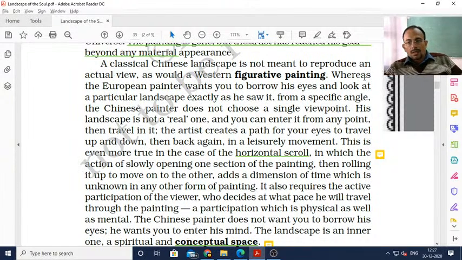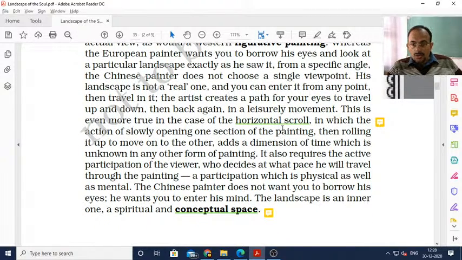Okay, his landscape is not a real one, and you can enter it from any point, then travel in it. The artist creates a path for your eyes to travel up and down, then back again in a leisurely movement. This is even more true in the case of a horizontal scroll, in which the action of slowly opening one section of the painting, then rolling it up to move on to the other, adds a dimension of time which is unknown in any other form of painting.